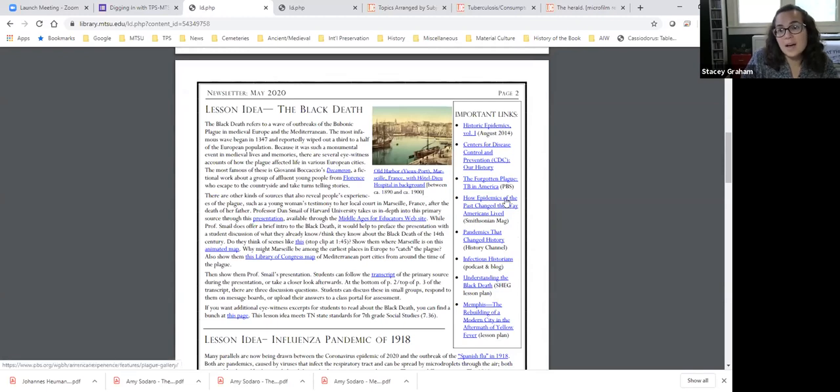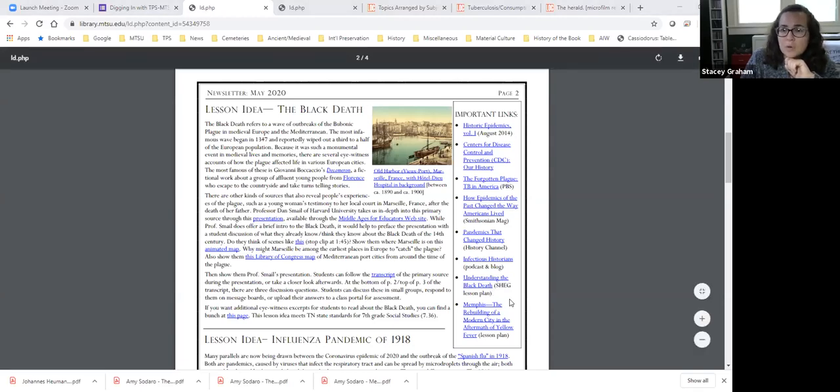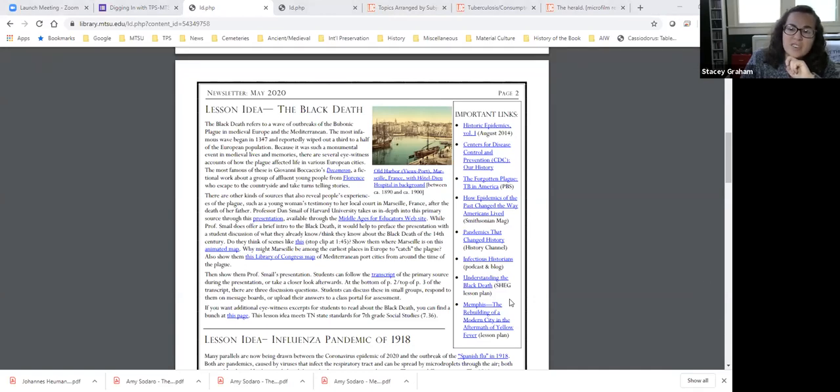Our important links box, which is always to be found on page 2, has some things that maybe we couldn't delve as much into in some of our lesson ideas. The Black Death, not so well represented through Library of Congress sources, but it links to a new website, Middle Ages for Educators. So those seventh grade teachers that you know that are always looking for things, this is a new resource for them. There's a great lesson idea on the Black Death from the Stanford History Education Group, which of course are TPS partners out of Stanford who do the Reading Like a Historian website.